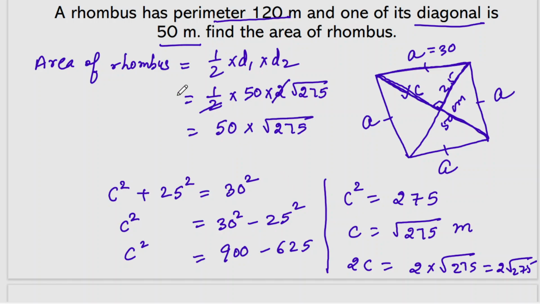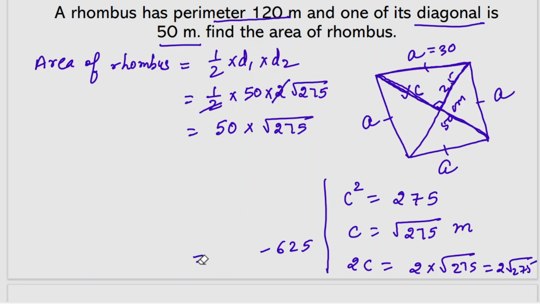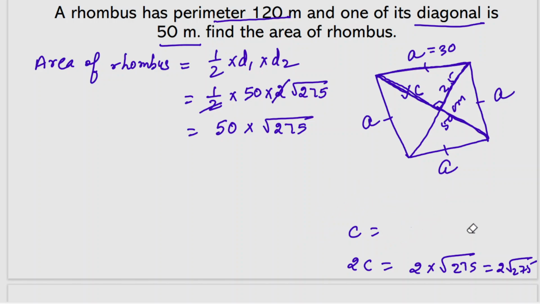So we'll calculate this. Okay, now you must note each and every step, because this is a very important question.